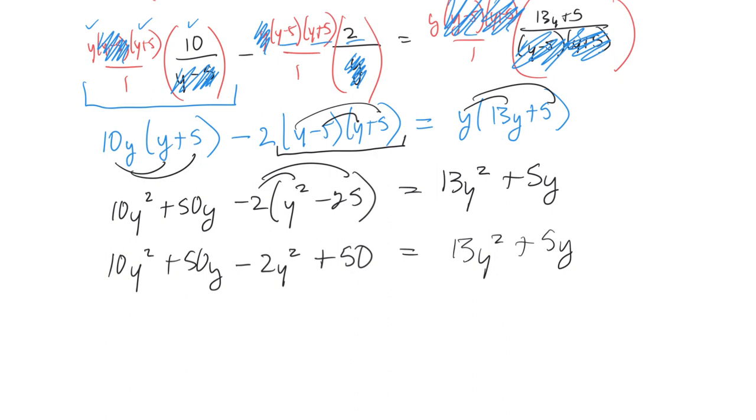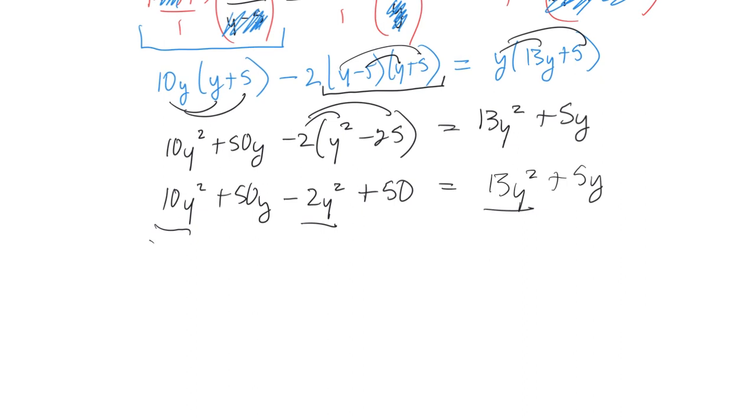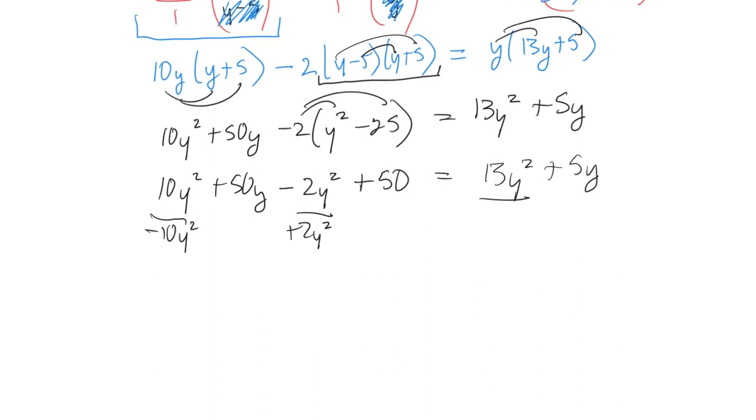Now, since it's a quadratic, I'm going to bring everything over to one side. Now, when I'm looking at it, I've got a 10y squared and a 2y squared and then a 13. I think that I'll bring everything over to the right side because it'll make it positive on the right side. Doesn't matter too much. So I'm going to subtract 10y squared here and add 2y squared. Those will cancel. So on this side I have to subtract 10y squared and add 2y squared. Okay, so those cancel.